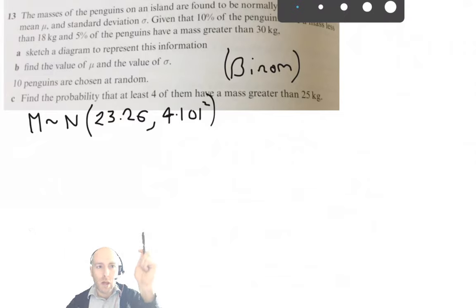Okay. Right, so this is my normal distribution. Okay, Part C, 10 penguins are chosen at random. So we've got a sample size of 10. Find the probability for at least four. So it's a binomial question for part C.